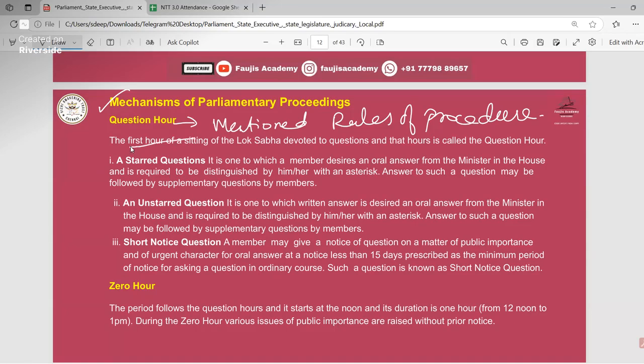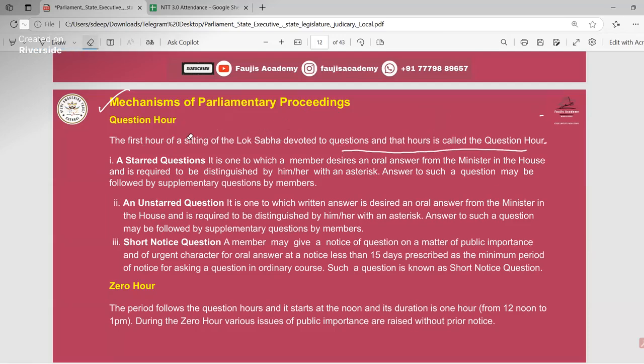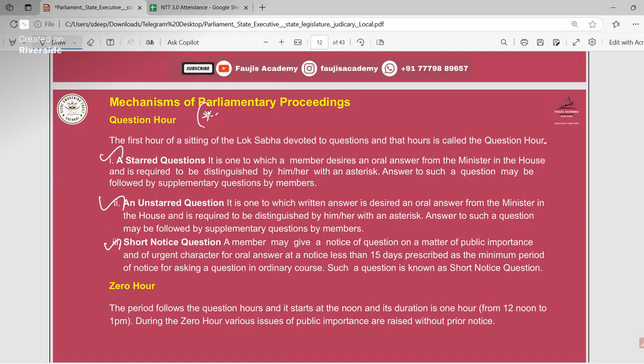So the first hour of the sitting of the Lok Sabha is devoted to questions, and it's called the question hour. So at any sitting, when the day starts or when the session starts, the first hour is given to the question hour. That is, the members of parliament ask questions to the ministers or to the executives. The questions are of three types. One is the starred question, the other is the unstarred question, and the other is the short notice question. The starred question is distinguished by an asterisk.